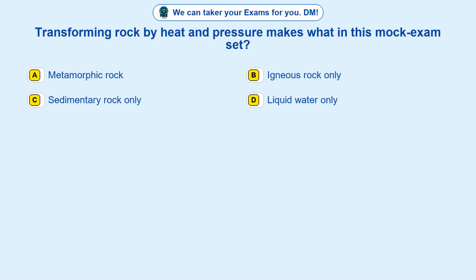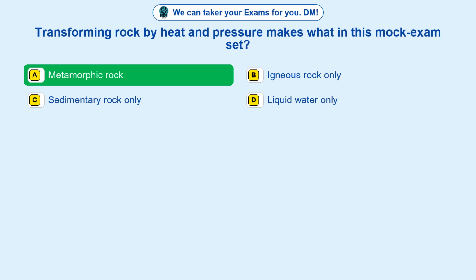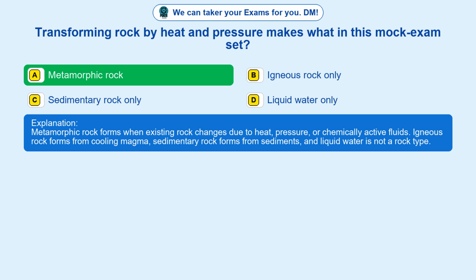Question 86. Transforming rock by heat and pressure makes what in this mock exam set? Option A, metamorphic rock. Option B, igneous rock only. Option C, sedimentary rock only. Option D, liquid water only. The correct answer is option A, metamorphic rock. Metamorphic rock forms when existing rock changes due to heat, pressure, or chemically active fluids. Igneous rock forms from cooling magma, sedimentary rock forms from sediments, and liquid water is not a rock type.